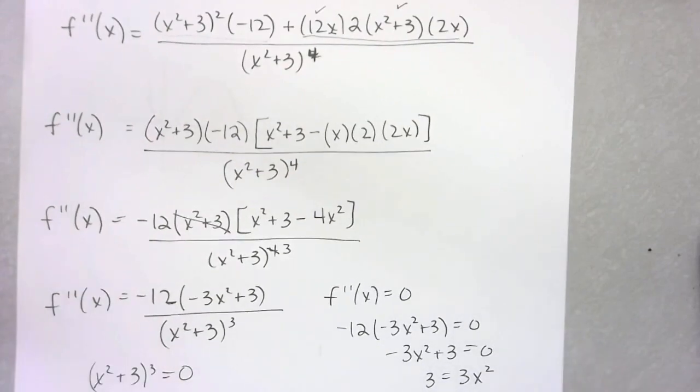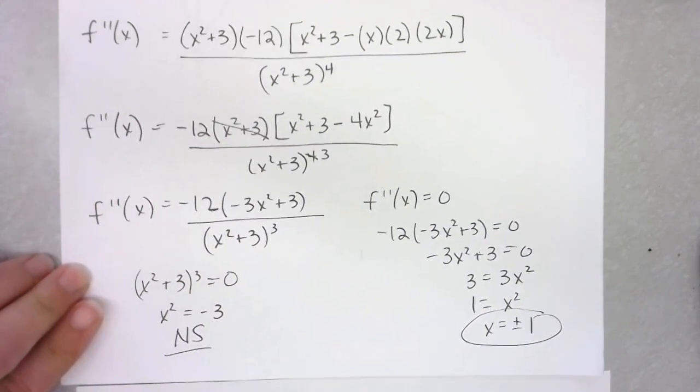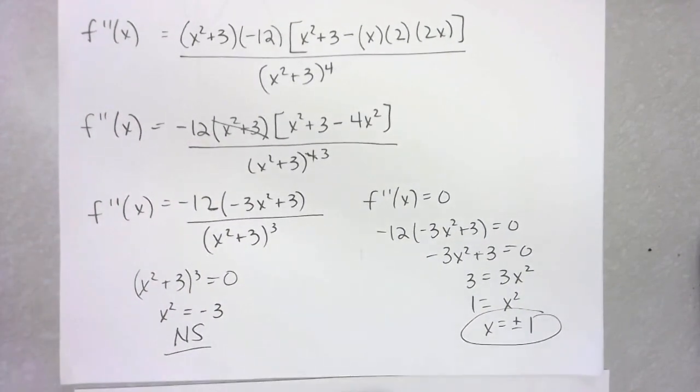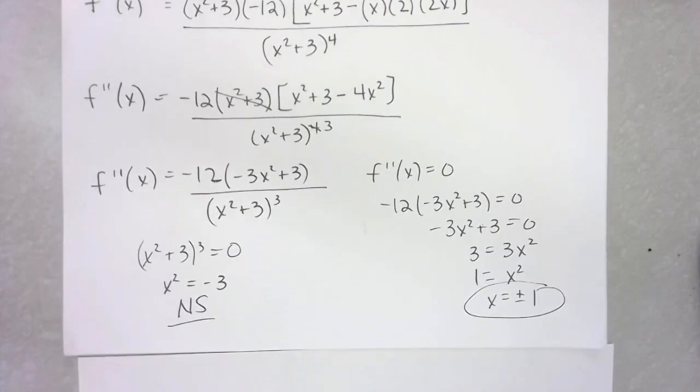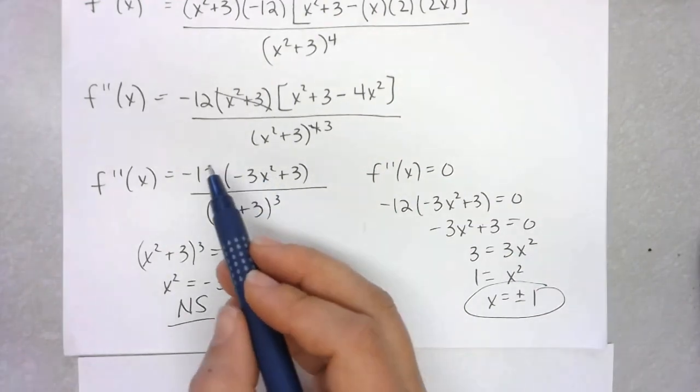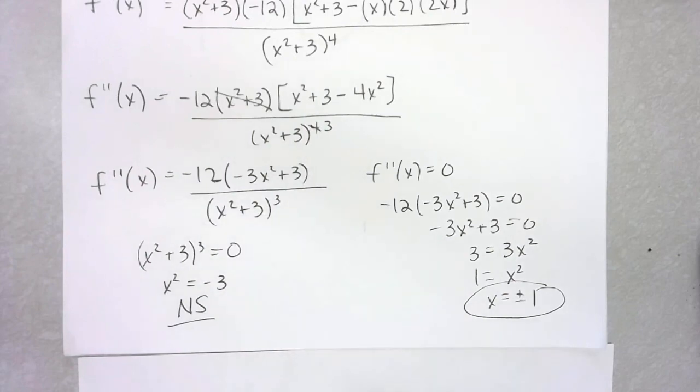So just like I did before, I'm going to put these on the number line. So here's my negative 1, here's my 1. I'm going to test in between them, just like I did with the first derivative. It's just that I'm going to plug into the second derivative. So this is my nice cleaned up derivative.